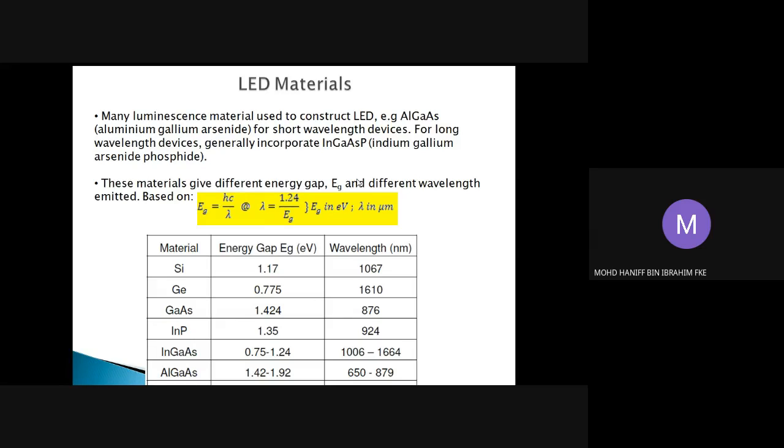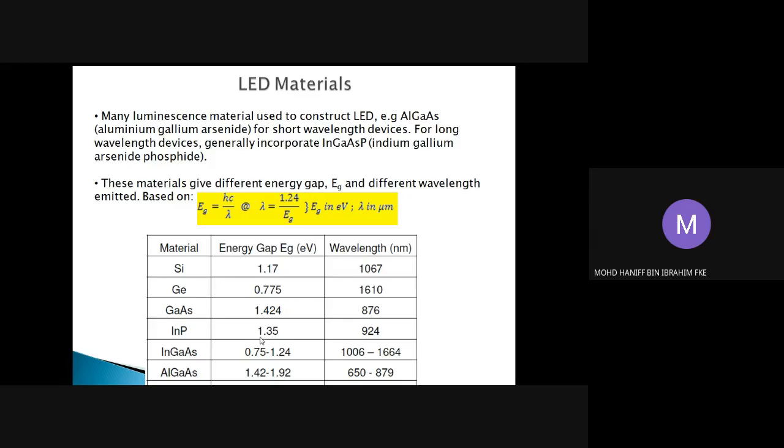I put here the materials that are actually used. Silicon and germanium are normally used in electronic diodes. But for LED, we always use materials such as gallium arsenide and indium phosphide, which are usually applied in LED fabrication.